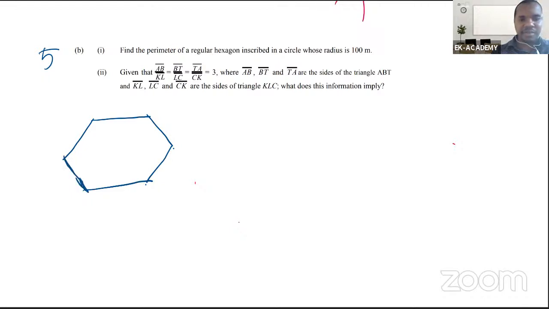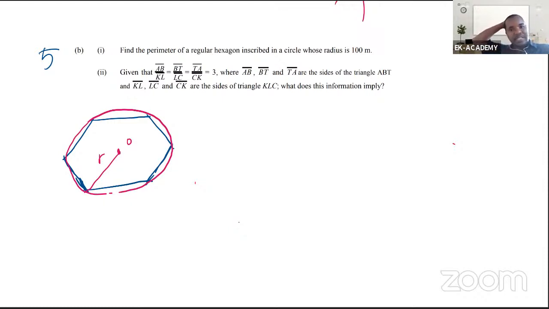This is a regular hexagon inscribed in a circle whose center is O, and this is radius R. We're supposed to find the perimeter, and we were given that the radius is 100 meters.